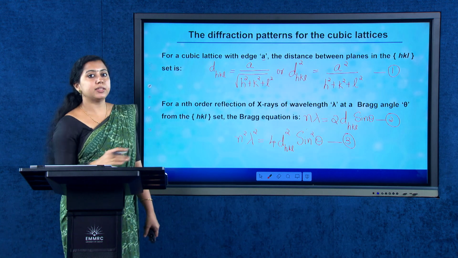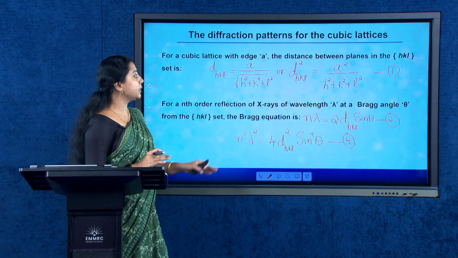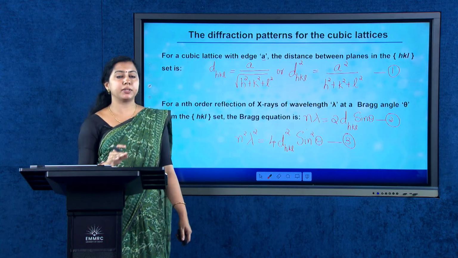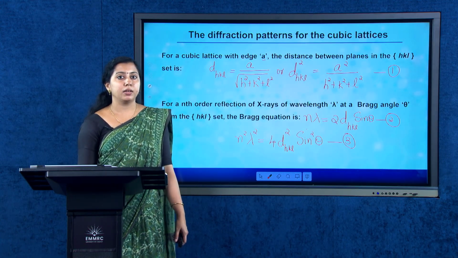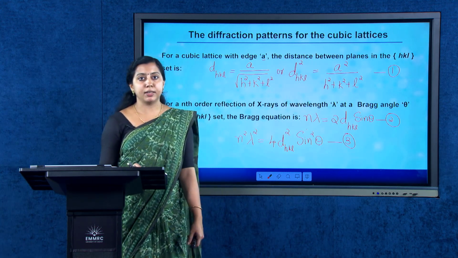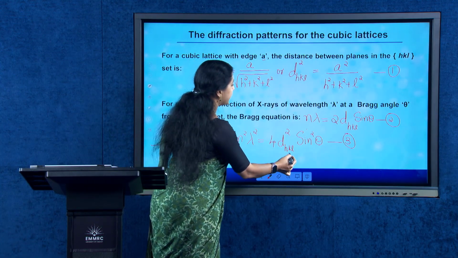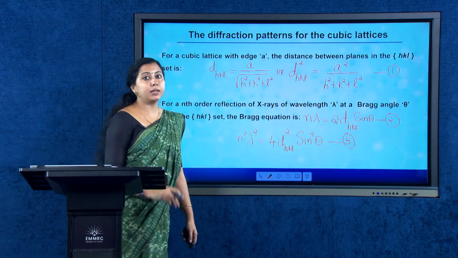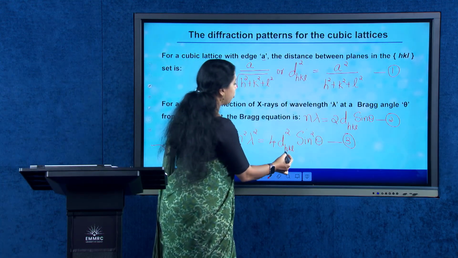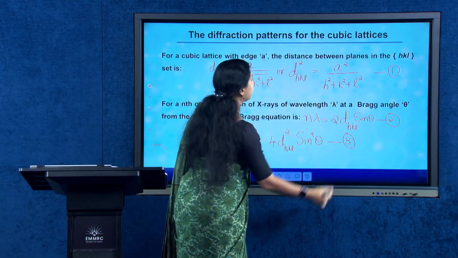Okay. So, first we have written the equation for the distance between the planes or d spacing, d square is equal to a square by h square plus k square plus l square. Let that be equation 1. And we know that the Bragg's law is n lambda is equal to 2d sin theta. If we square that, we get n square lambda square is equal to 4 d_hkl square sin square theta. Let that be equation 3. So, we substitute the value of d square from equation 1, d square is equal to a square by h square plus k square plus l square.